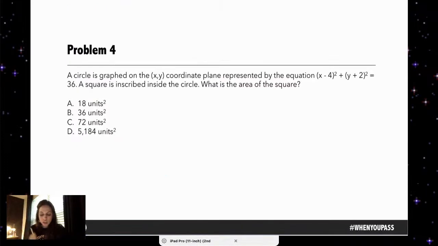Let's go ahead and go back to our circles. A circle is graphed on the XY coordinate plane. Another circle represented by the equation (x - 4)² + (y + 2)² = 36. A square is inscribed inside the circle. What is the area of the square? I just saw a question come across, so I'm going to go answer that really quickly.